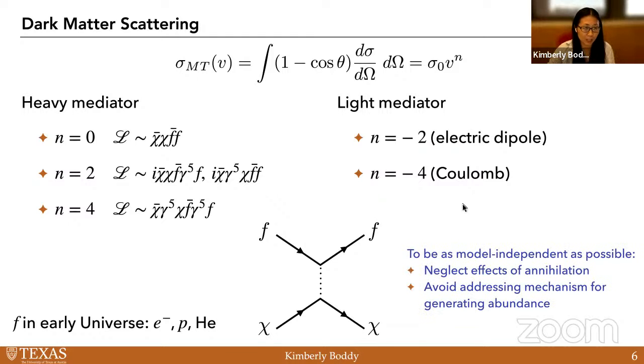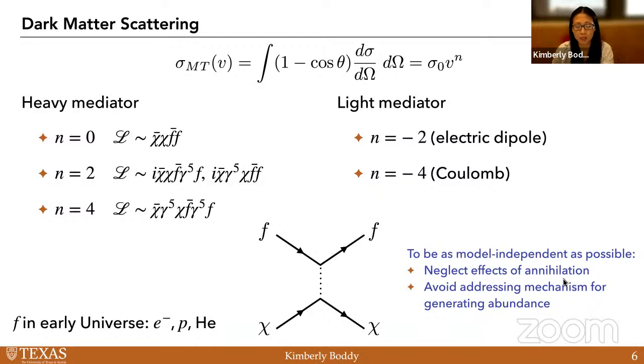So to be as model independent as possible, when thinking about this process in cosmology, I want to completely neglect the effects of annihilation. Of course, there's going to be a diagram that you can flip on its side to give you annihilation. But these Lagrangians do not uniquely map to a value of n, right? For a single value of n, there are multiple Lagrangians you can write. These are very simple interaction structures, and so you could imagine something much more complicated. So the annihilation and the scattering relationship are going to be dependent on whatever model you choose.